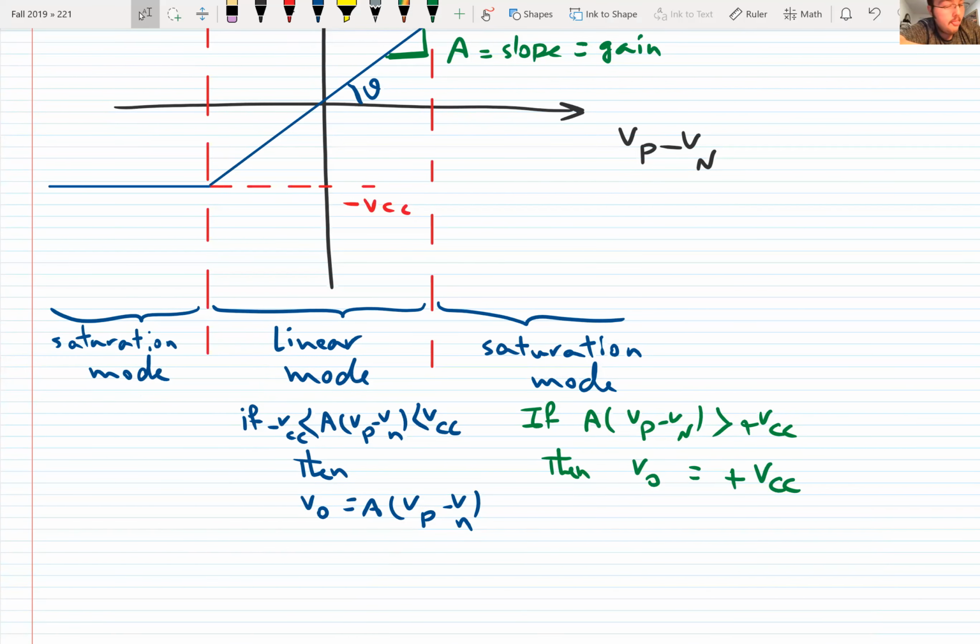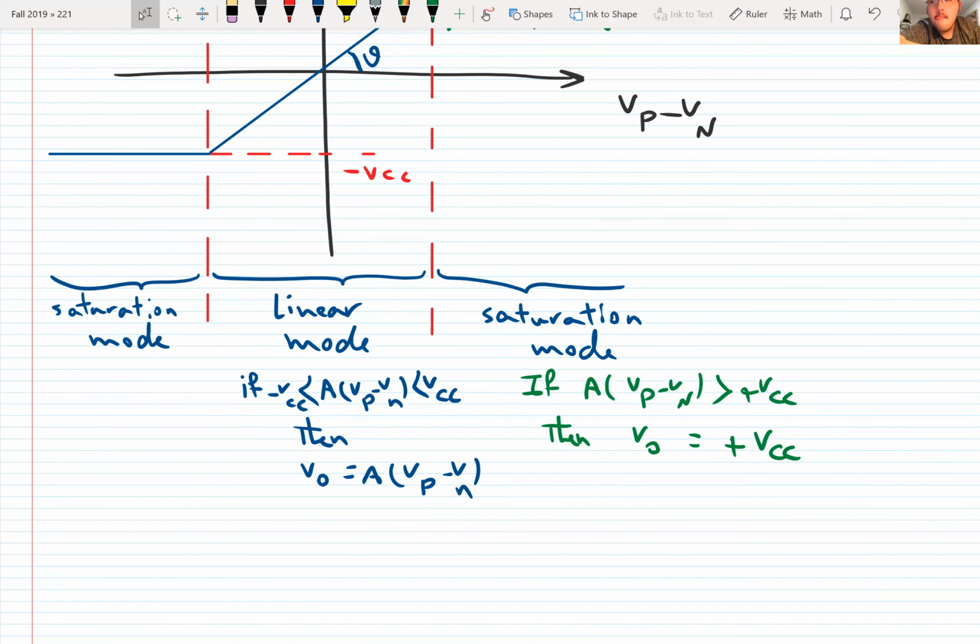That's it. And for the negative side of saturation mode, we say if A times (Vp minus Vn) is less than negative Vcc, then Vo is equal to negative Vcc. Okay, so we got the point.